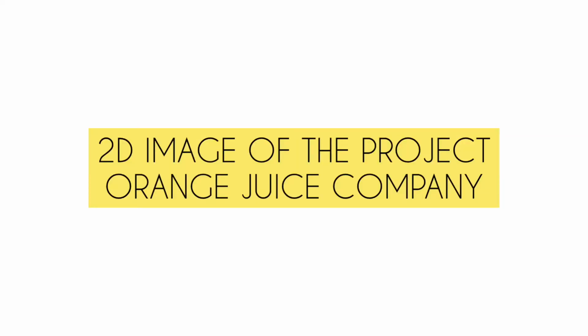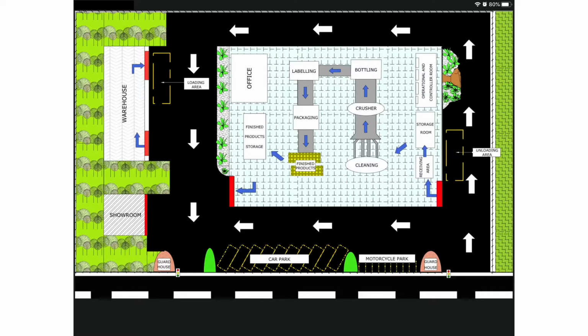And now I will show the 2D image of the project Orange Juice Company. In the 2D image, as we can see, the flow of logistics and goods. The flow of the orange juice process is, after the factory receives raw material, they put it at the storage room to make sure the orange is fresh. After that, to produce the orange juice, they need to clean the orange, crush the orange to extract the juice and pulp. Next, bottling, labeling, and packaging the goods. After finishing producing the goods, we will store the orange juice at the finished product storage.